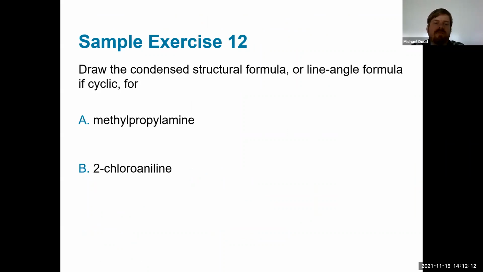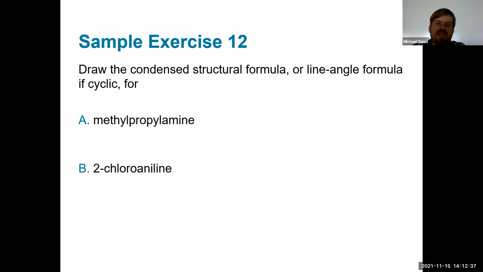Okay, so let's go ahead. Given all of that, why don't we go ahead and talk about the condensed, give me the line angle formula here for methylpropylamine and 2-chloroaniline. So don't worry about the condensed structural formula. Just give me the line angle formula for both here, methylpropylamine and 2-chloroaniline. Let's pause the video, and when we come back, we'll take a look at the answers. So pause.